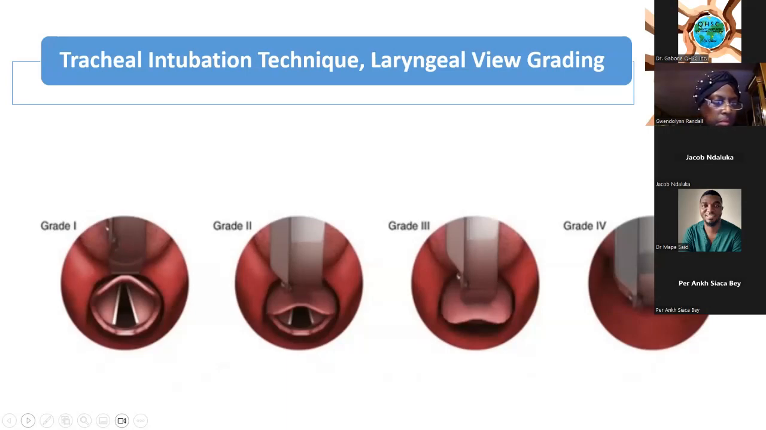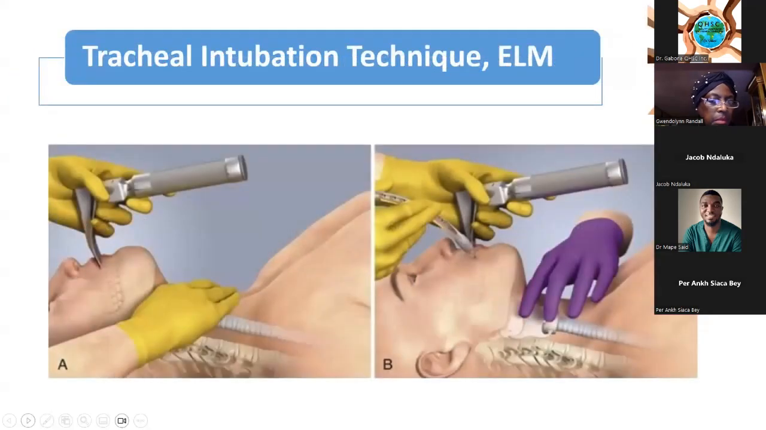Or I can only see the epiglottis. I can't see the vocal cords. Or I cannot see the epiglottis nor the vocal cords. So it's sometimes helpful to document these laryngeal view grades, especially when you have a difficult one. So the next time the patient is coming for anesthesia or for an emergency, they know that we are going to face a difficult intubation.